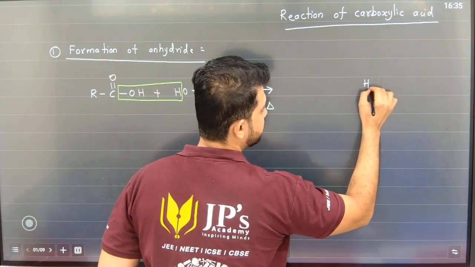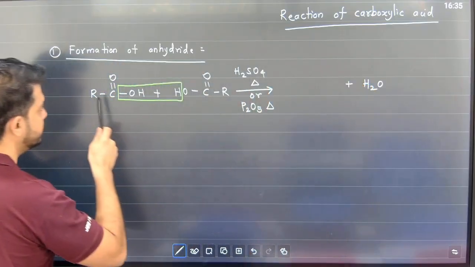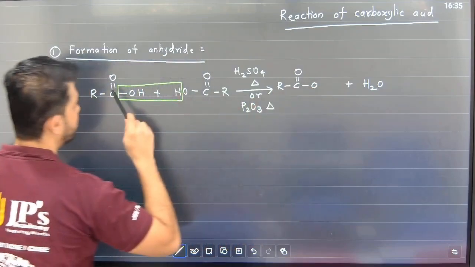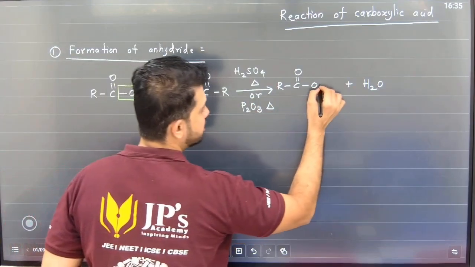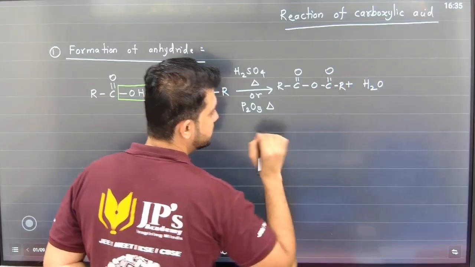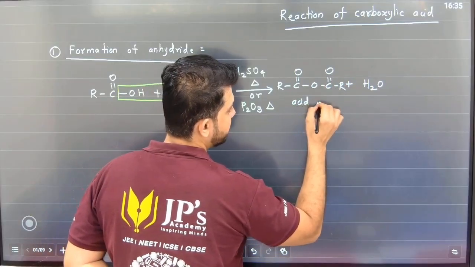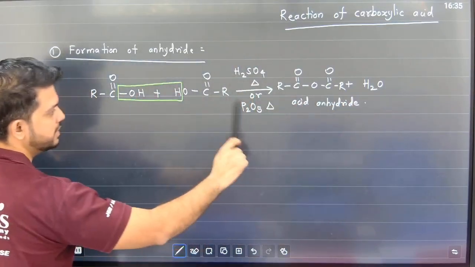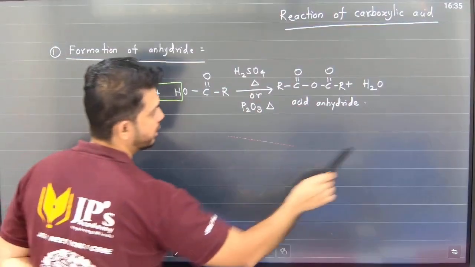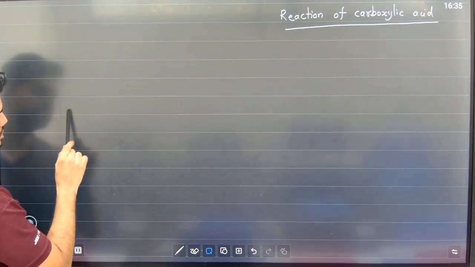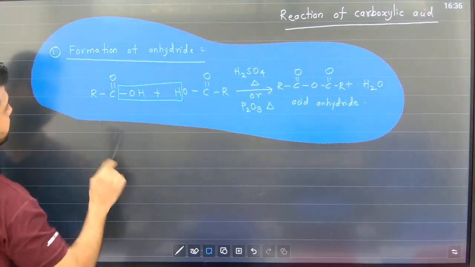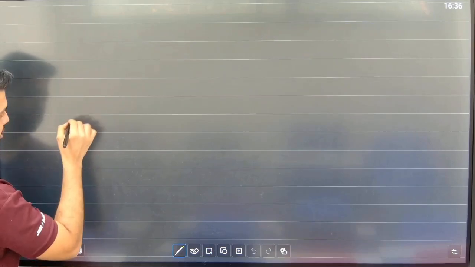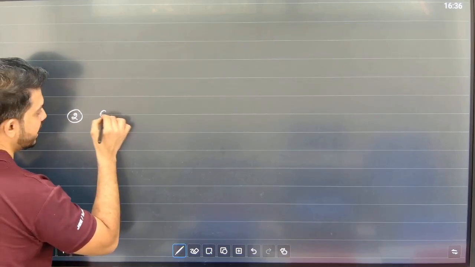Dabba mechanism में अगर हम देखें तो, so this is H2O and I am left with R, C double bond O, O, C double bond O, R. This is called as acid anhydride. So you write the name of the acid and you write anhydride in front of it. This is the first reaction, and let's move ahead with the second reaction. Very important reaction that we have is called as esterification.